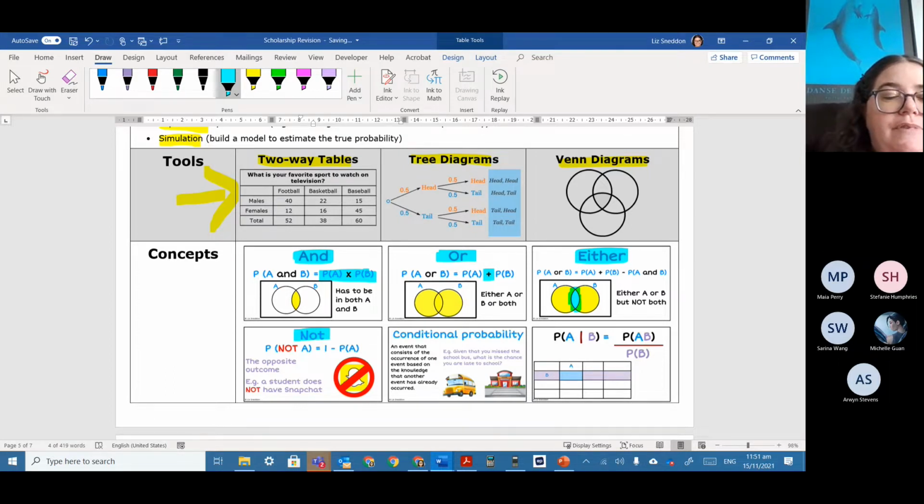Not just the opposite. So if I say the chance of a head is 50%, not getting a head, the opposite is 50% as a tail.